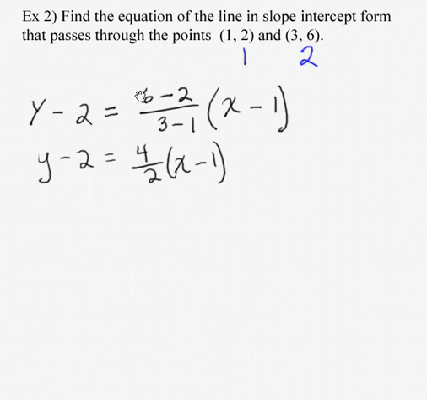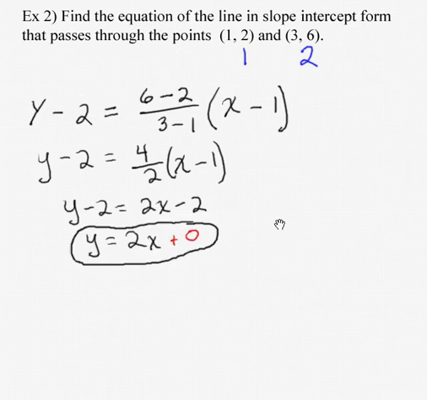Let's simplify that. 6 minus 2 is 4. 3 minus 1 is 2. 4 over 2 reduces to 2. And let's distribute 2 times x to get 2x. 2 times 1 to get negative 2. And if we add 2 to both sides of the equation, we'll get y equals 2x plus 0. Now this one I'm not going to put in standard form. I'm going to leave it in slope-intercept form because that's what the directions asked for.